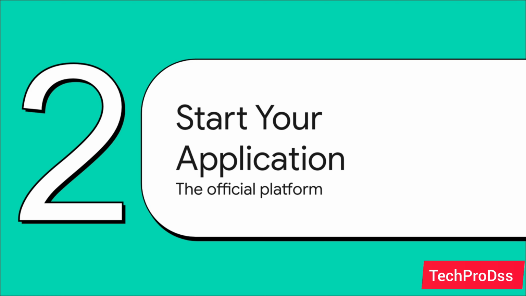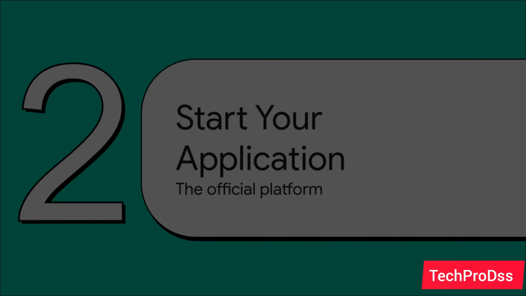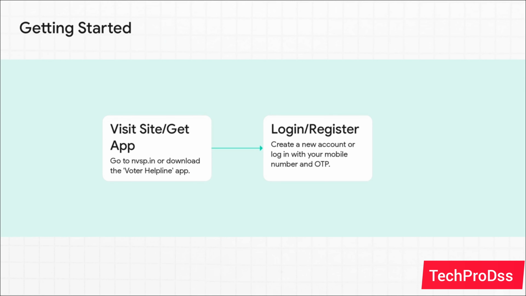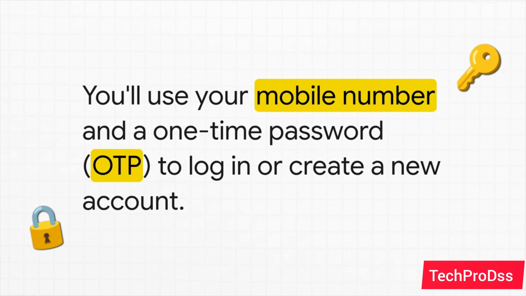Now that we're clear on why this card is so important, it's time to actually start your application. This is the first practical step, and it's all about getting you onto the official platform where all the magic happens. So, your first move is to head over to the official portal. You've got two super easy options here. You can either go to the website, that's nvsp.in, or you can just download the voter helpline app on your phone. Whichever one you pick, your next step is to log in, or if you're new, create an account to get started.